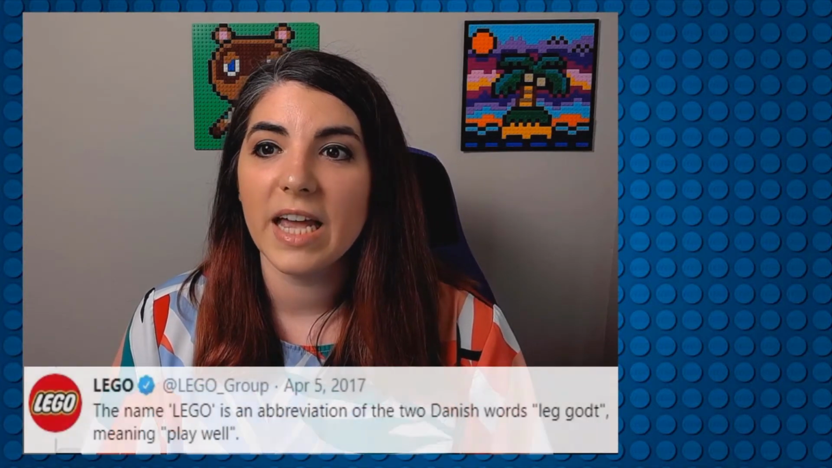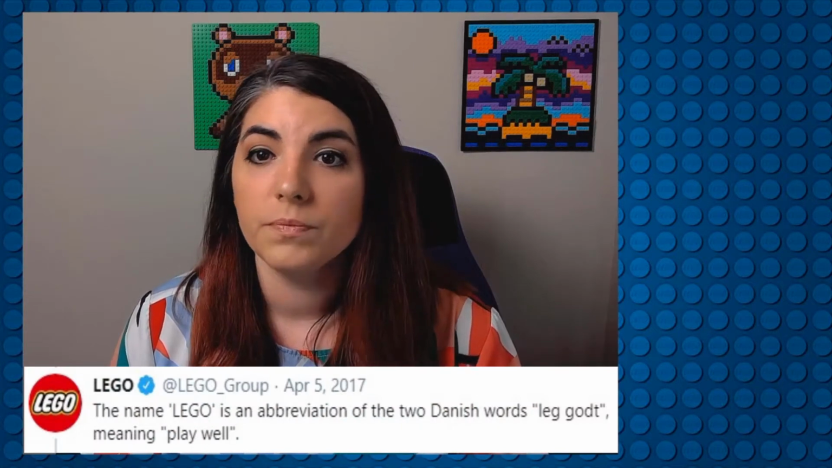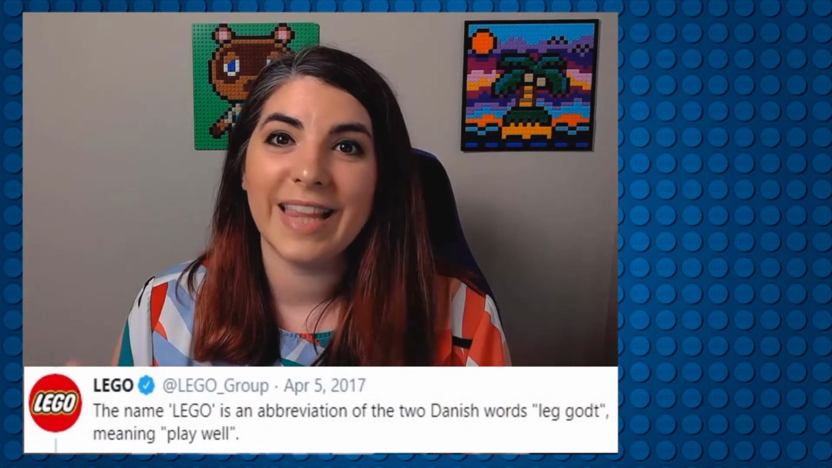So first, I thought we would talk about the word LEGO itself. The LEGO Group was founded in Denmark, and it is an abbreviation of two Danish words, "leg" and "godt," which means play well. Combined together, you get LEGO. Typically, you will see the word in all capitals because of that.